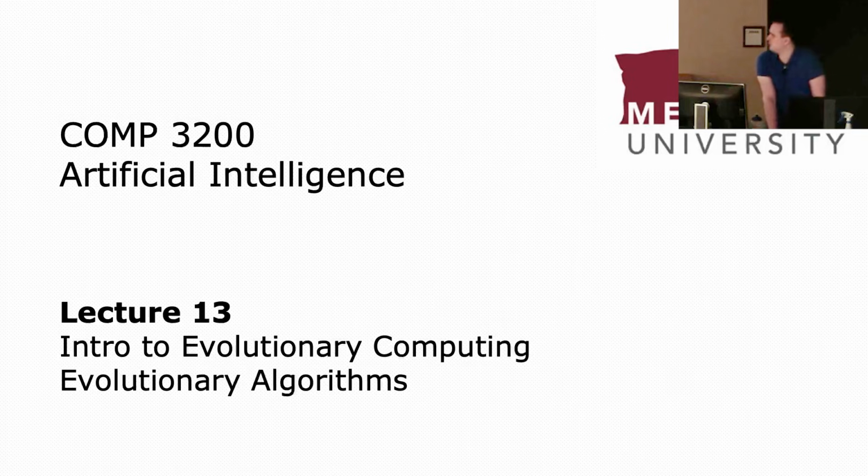I'm going to be saying evolutionary computing, EC. Evolutionary algorithms, which are the algorithms used for evolutionary computing, I'm going to be saying EA. And if I ever say GA, that's a genetic algorithm. So just to get that terminology out of the way quickly.